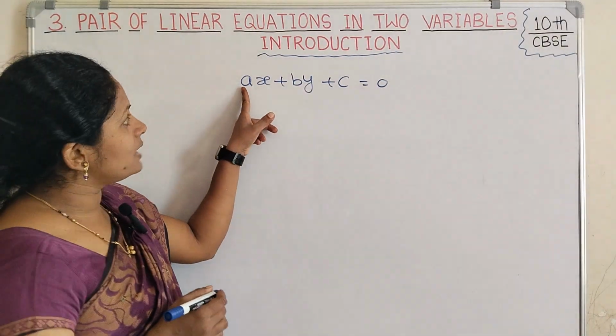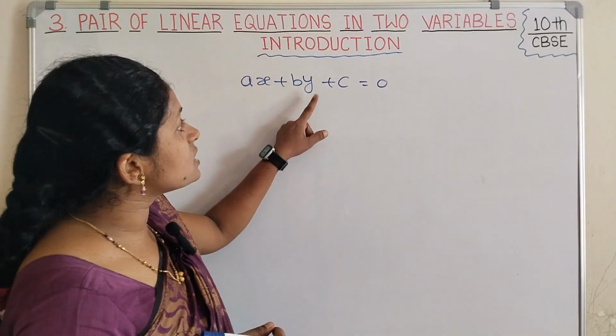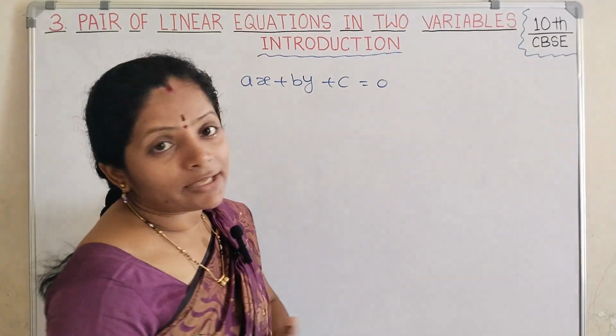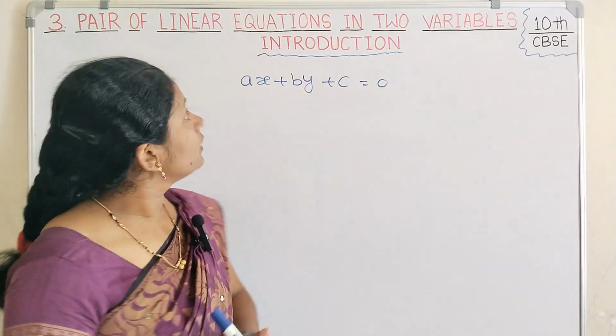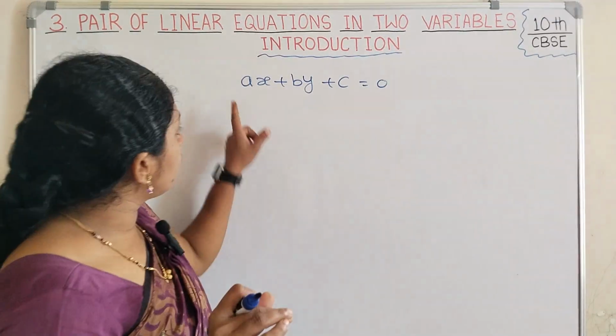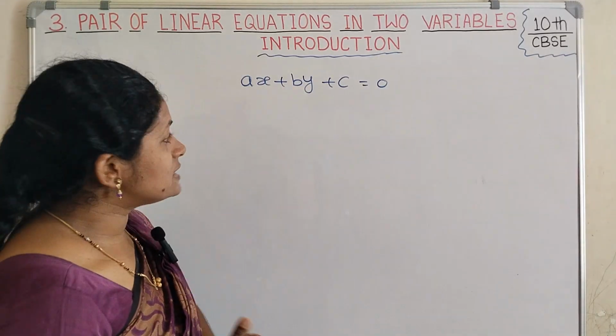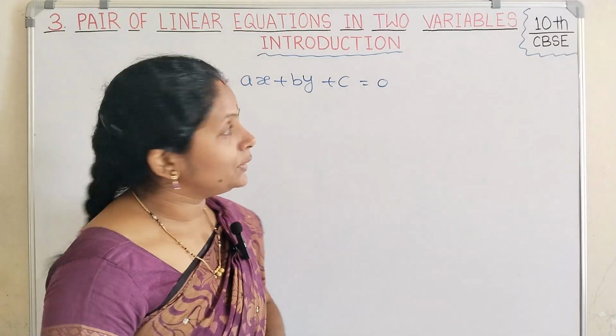What is a? a is the coefficient of x. Here b is the coefficient of y and c is the constant. This is the standard form of a linear equation in two variables. Here if you see this equation, these two variables, x and y, are used.